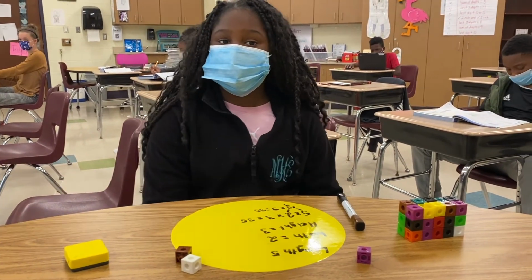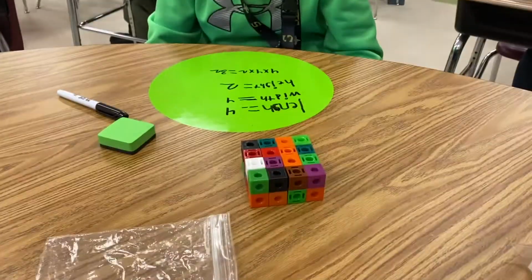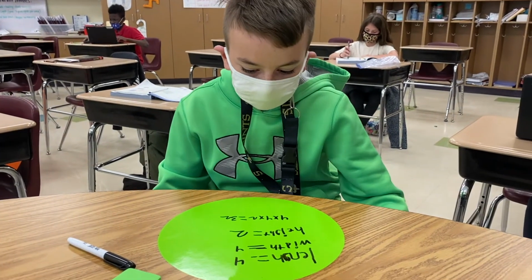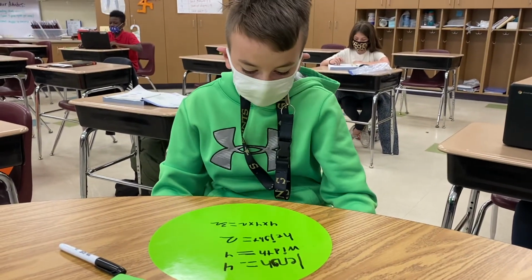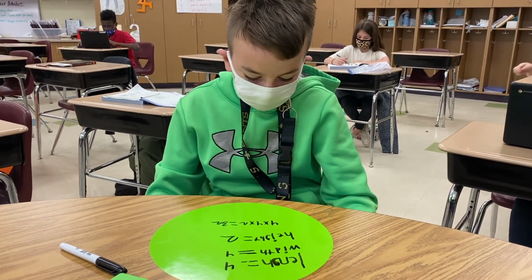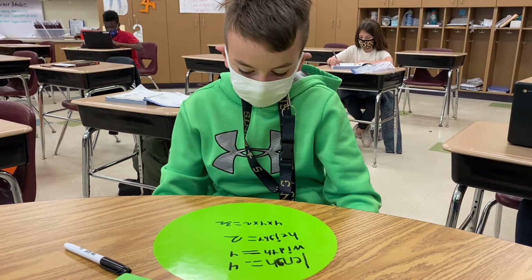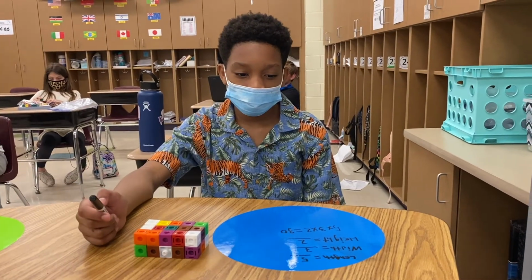And what did you get for your volume? 35. Okay, Ty, what'd you make? I made a rectangular prism. The length is 4, the width is 4, the height is 2. So the equation is 4 times 4 times 2 equals 32. Good job.